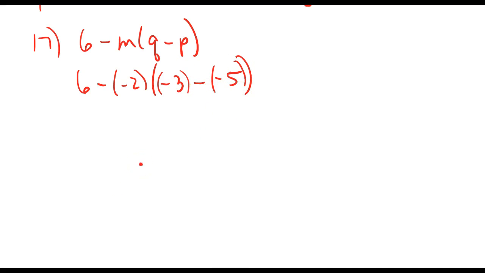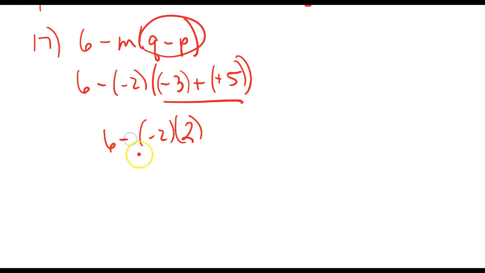But we need to do parentheses first. So the big set of parentheses from above gets done first. Negative 3 minus negative 5 plus a positive. So this will all be a 2. There's a negative 2 on the outside and then a 6 minus in the front. So what do we do next? Well, multiply first. Negative 2 times positive 2 is negative 4. Recopy the mess in the front and all that becomes a 10.